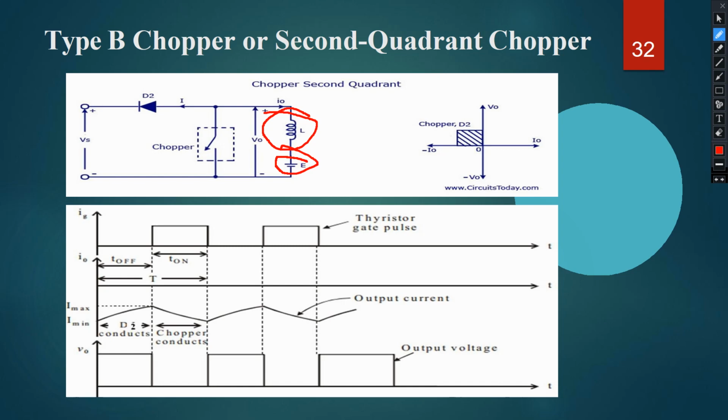At t equal to 0 you are making the switch on. What will happen? Due to this E, current will flow like this. The load terminal will be positive and the upper terminal will be negative.